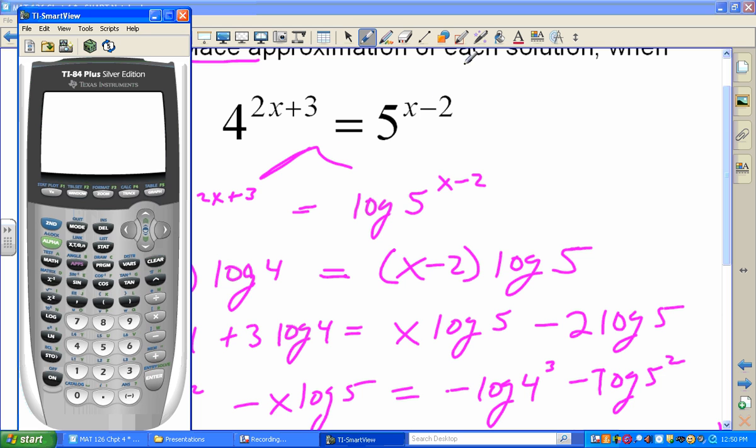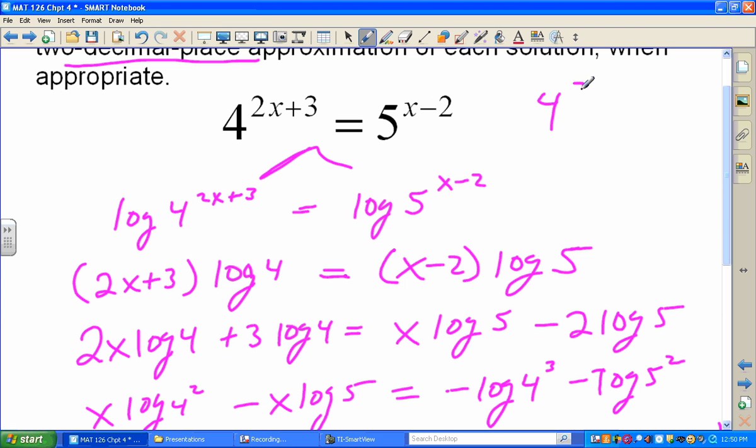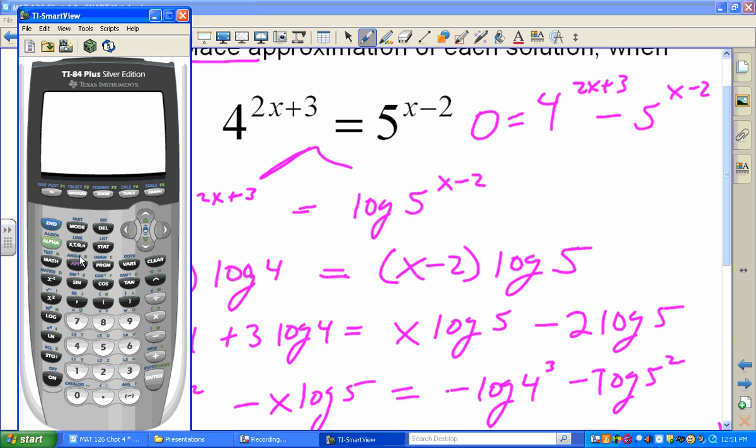If I was going to punch it out, I'd take 4 to the 2x plus 3 minus 5 to the x minus 2. You have to have 2 unique approaches to check them in the end. See if you did it right. Does that make sense? You're like checking yourself. I'm going to graph that and see where it equals 0. People use zeros for factoring all the time. I use zeros for graphing all the time.